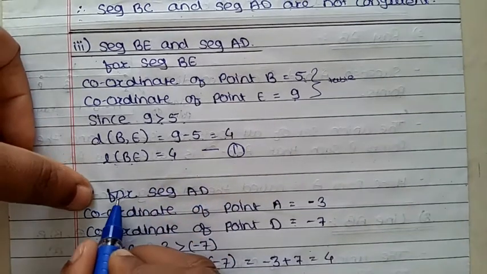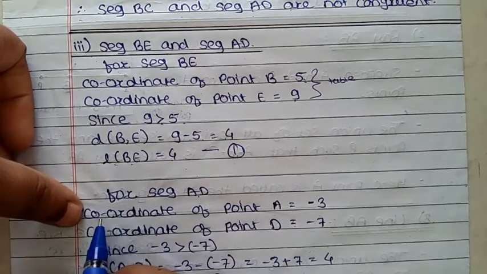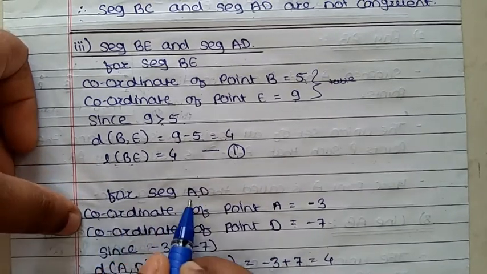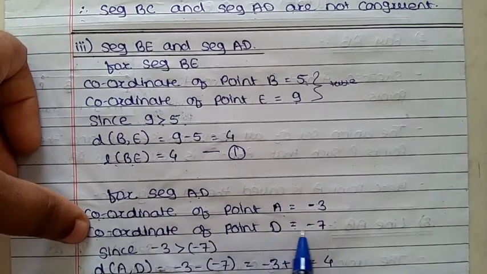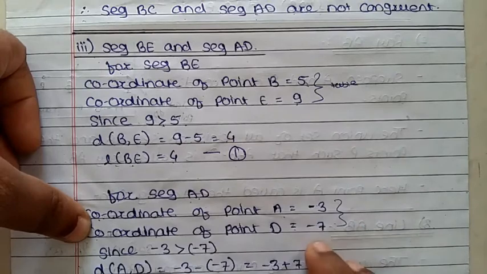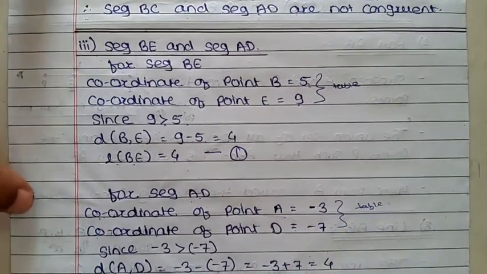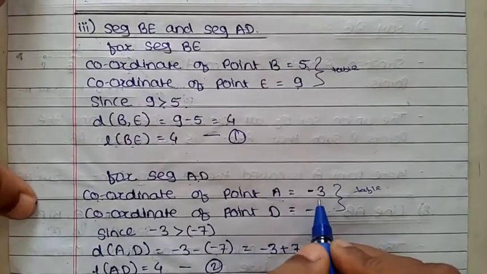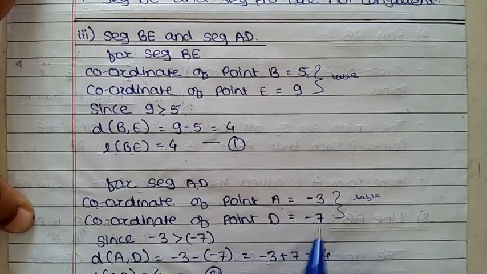Okay. Then consider the segment second, that is AD. Just calculate the coordinates of point here. That is coordinate of point A -3 and coordinate of point D -7. This is also written with the help of the given table. Okay. So which is the greater or which is the smaller here? That is -3 is greater than -7.